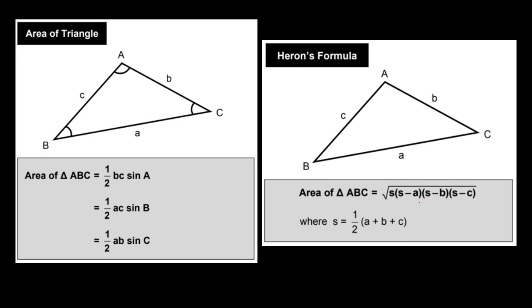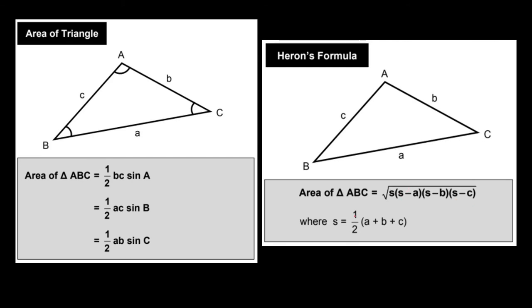Okay, look at the formula. The formula contains small a, small b, and small c without any angle. So bila awak ada sisi sahaja, tak ada sudut, nak cari area of triangle, boleh guna Heron's formula. Tapi mesti ada ketiga-tiga panjang sisi.